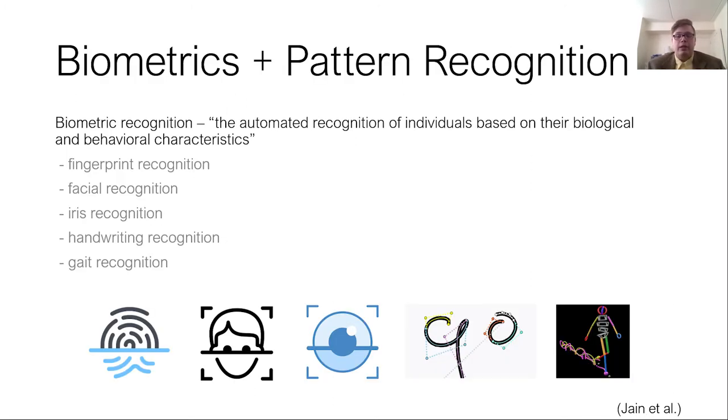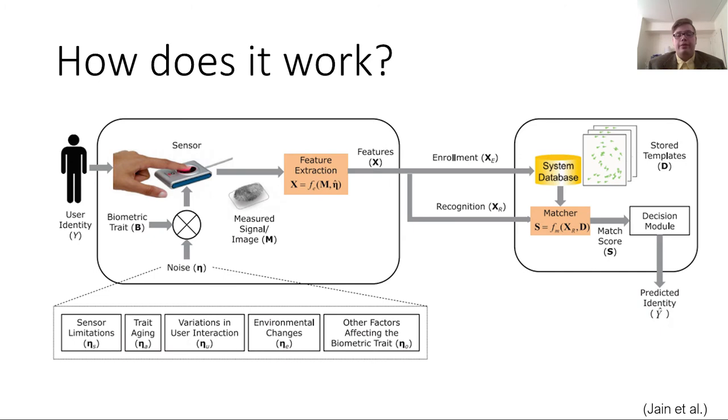When we combine biometrics with pattern recognition, we get biometric recognition, the ability to automatically recognize individuals by various biological and behavioral characteristics. Some examples of biometric recognition include fingerprint recognition, facial recognition, handwriting recognition, and more. Anyways, let's get into the nitty-gritty. Let's learn about how these biometric readers actually work.